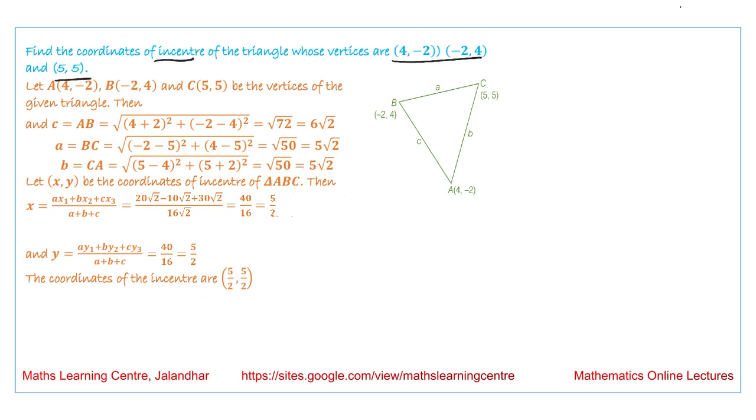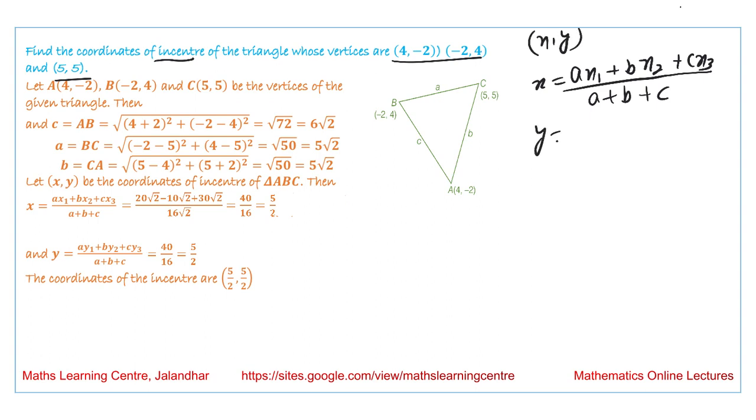So to apply the formula, we know that the incenter is given by (a x1 plus b x2 plus c x3) divided by (a plus b plus c). This is the x coordinate, and similarly the y coordinate. We are saying the incenter is (x, y). So we require the values of a, b and c, that is these three lengths. To calculate these lengths, we are using the distance formula over here.